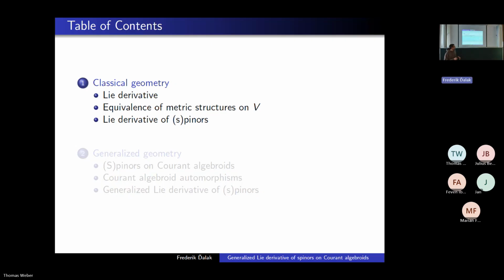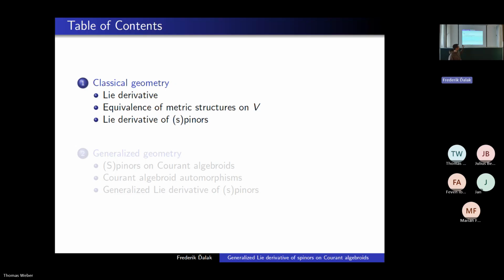So I'm going to begin with the introduction to the classical case of the problem. So here I'm going to tell you first about the Lie derivative itself, and I'm going to give you the idea of why it actually becomes a problem to define it for the case of spinor fields. Then we are going to look at how an equivalence of two different metrics on a given vector space may be established. And then we are going to basically use this knowledge to define the Lie derivative of spinor fields.